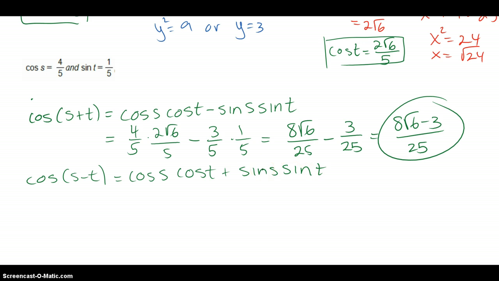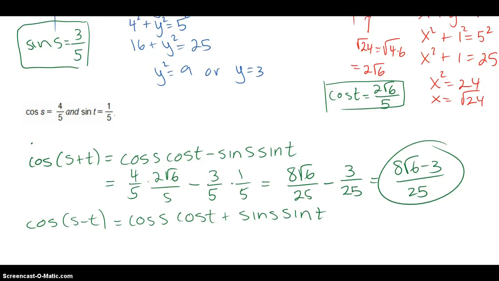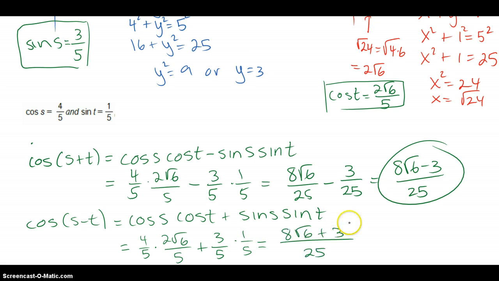And again, plugging in all this information, you can scroll up just a little bit, because we know cosine of s is what again? Where is that at? Cosine of s. Oh yes, it's originally given. That's 4/5 times cosine of t, which we found is 2 square root of 6 over 5. In fact, everything should be the same here. Sine of s is 3/5, sine of t is 1/5. So it should be the same except for with a plus. 8 square root of 6 plus 3 all over 25.